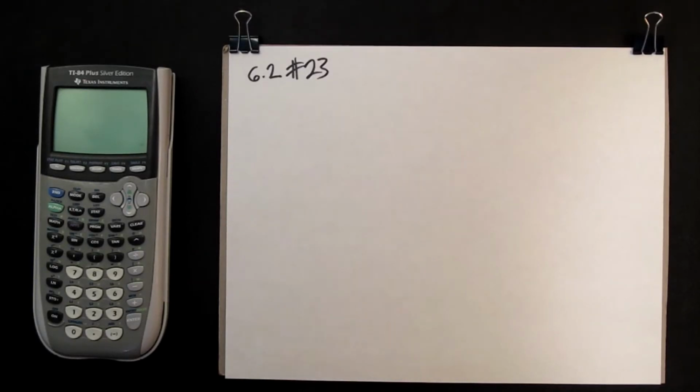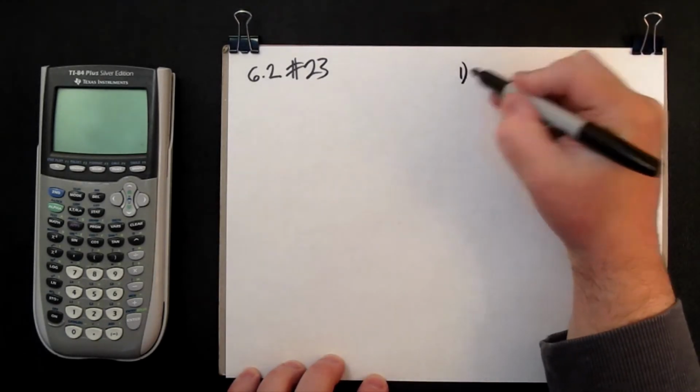6.2, number 23. Which investment will earn more money? A $1,000 investment for 5 years at 8% compounding annually, or a $1,000 investment for 5 years compounding continuously? So what this is really asking is to compare the growth factors for two investments.